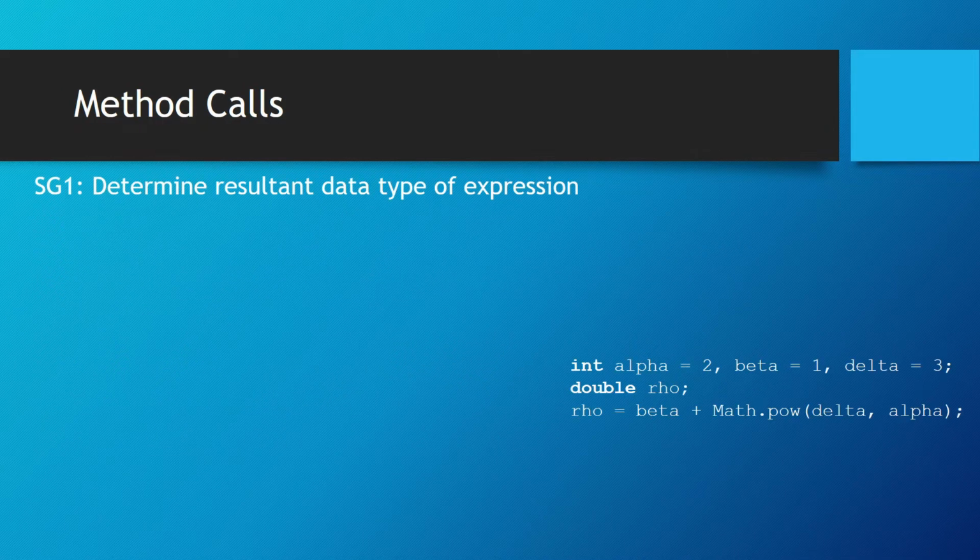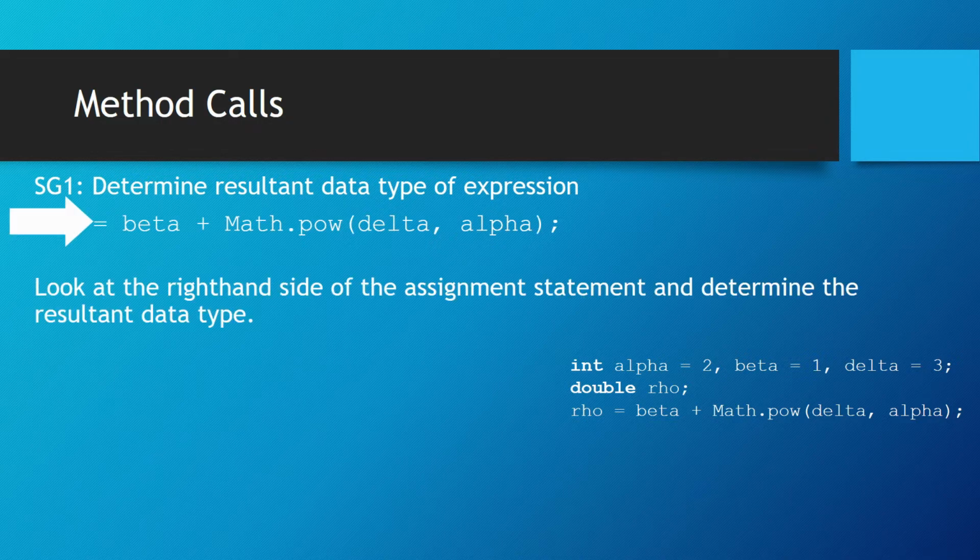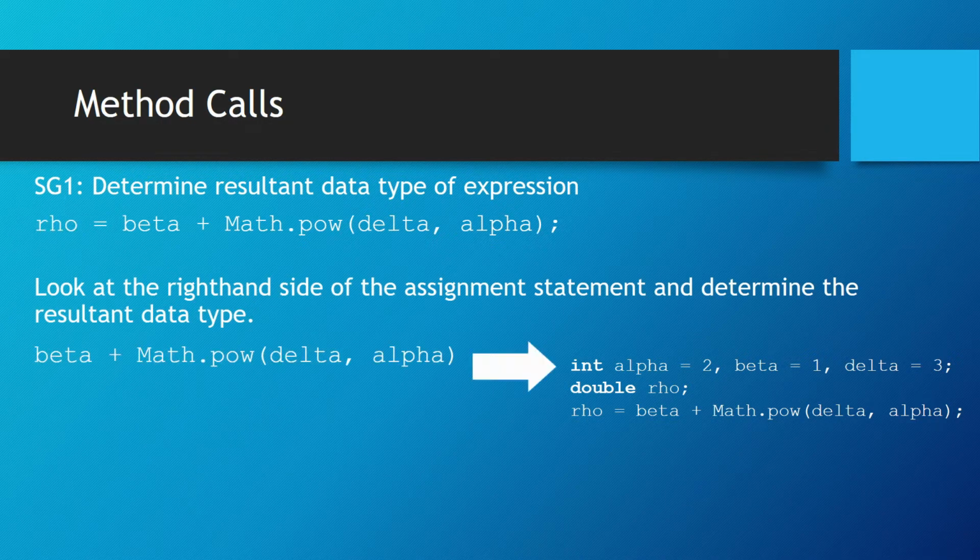Let's determine the resultant data type of the expression. Let's look at the right-hand side of the assignment statement and determine the resultant data type. Beta, delta, and alpha are all being defined as integer variables. We must also now check the API documentation for Math.pow to see what it returns.